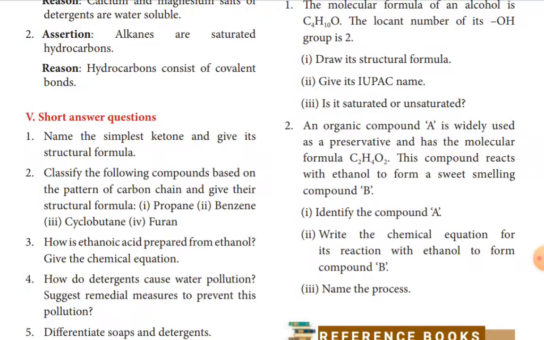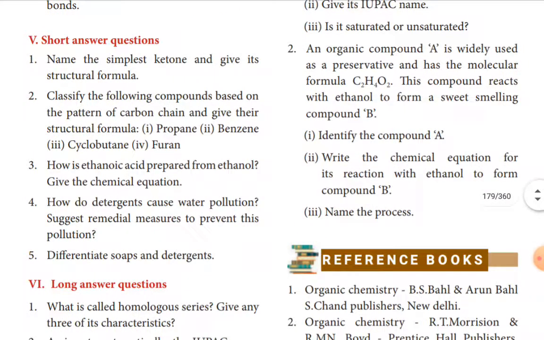Then differentiate soaps and detergents. Already learned, there are many points. Soaps are sodium salts of long chain fatty acids. Detergents are sodium salts of sulfonic acid. Soap's effectiveness is reduced when used in hard water. Detergents are effective in hard water. Soaps are biodegradable. Most of the detergents are non-biodegradable. So these are some of the differences.